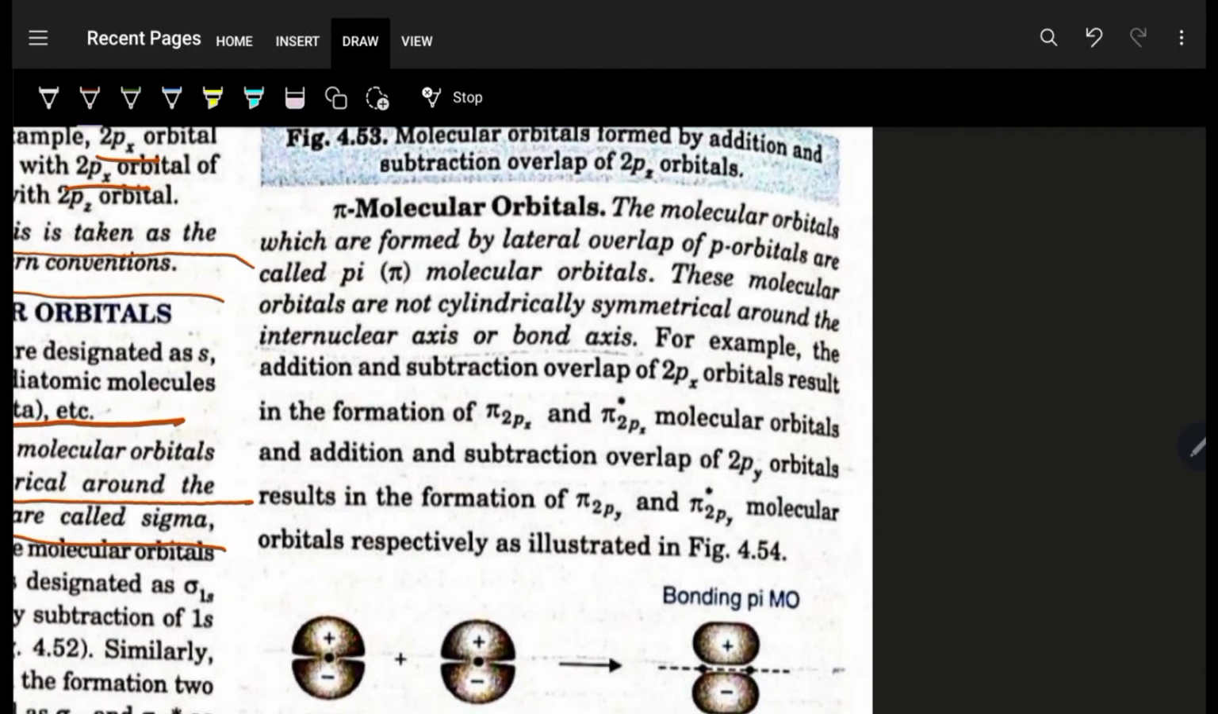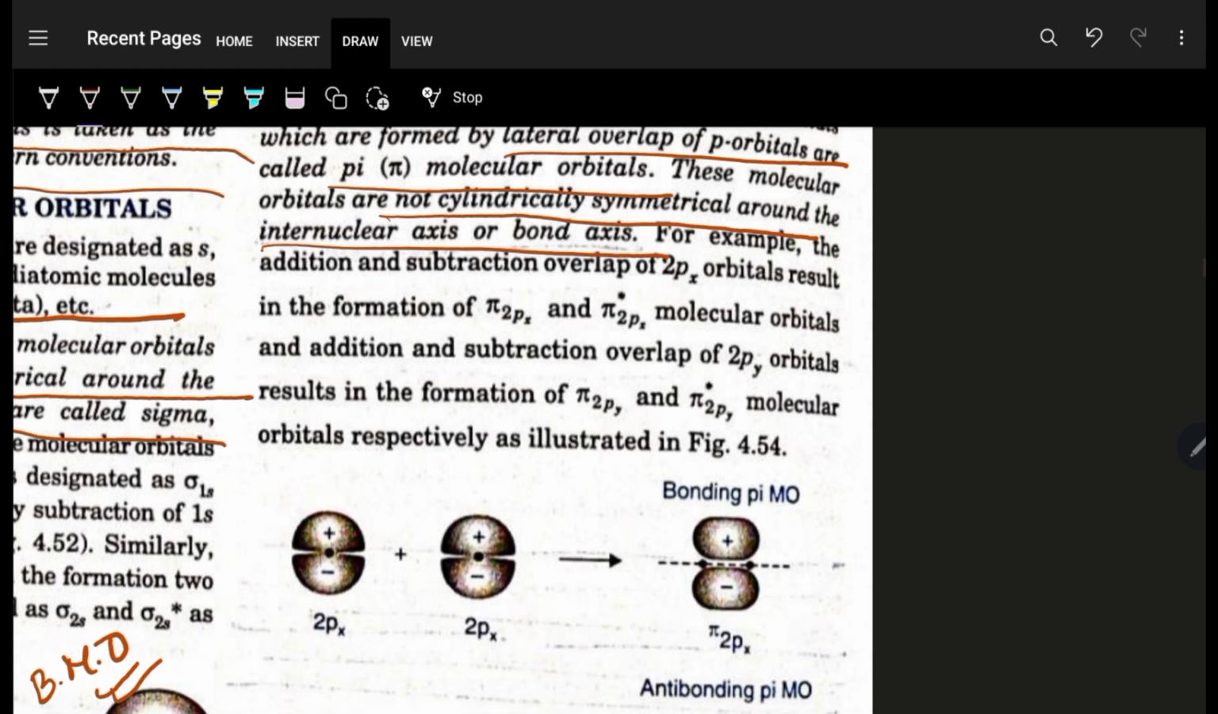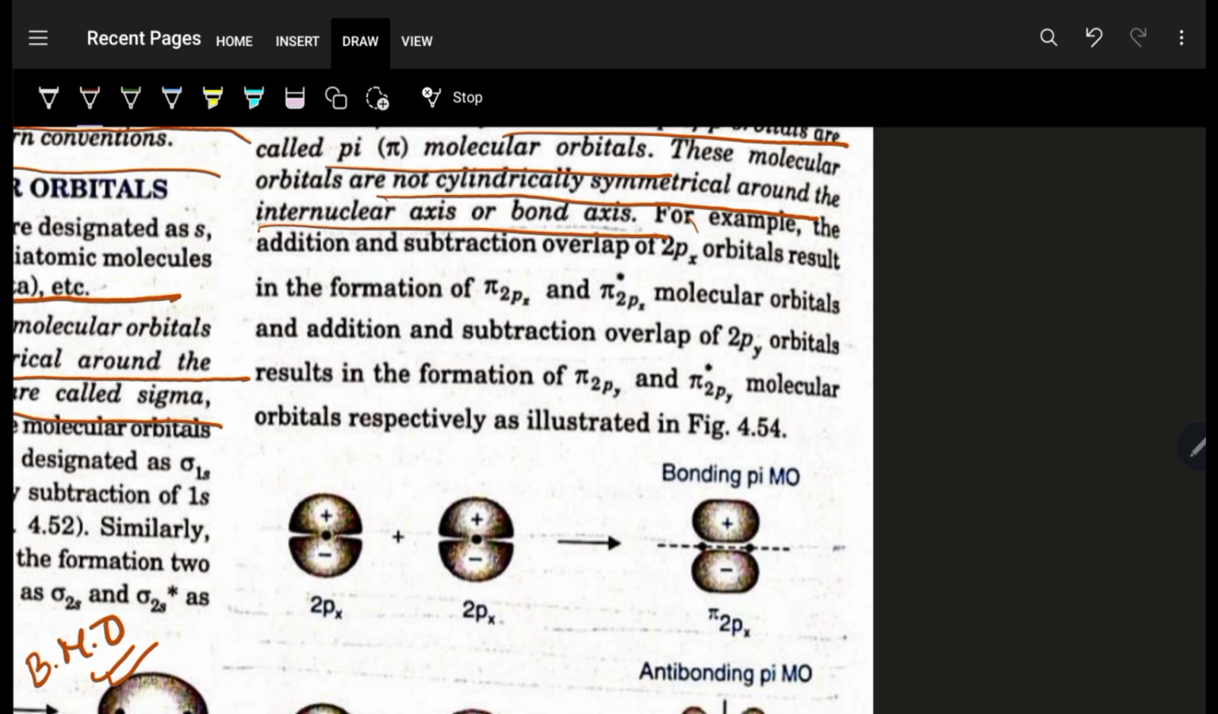Next, pi overlap, that was a sigma overlap, head-on. Lateral overlap of p orbitals will give rise to pi molecular orbital. Remember that they are not cylindrically symmetrical around the internuclear axis or bond axis. Let us see. Now 2px orbital, if it undergoes overlap, it will form a pi 2px, which is a bonding molecular orbital, and it will form a pi star 2px, which is anti-bonding molecular orbital.